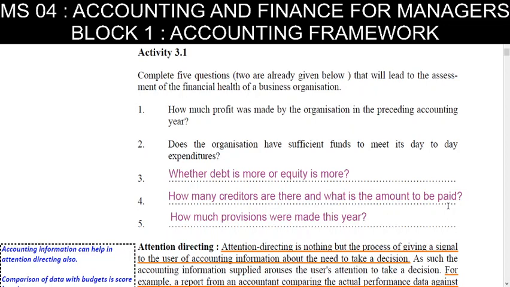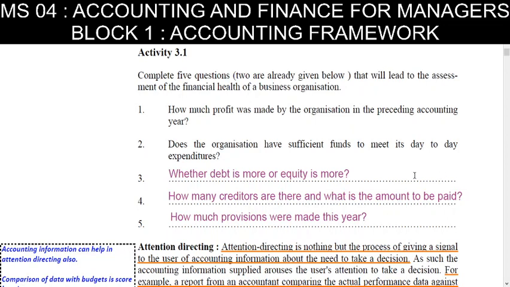What is the first question asked here? How much profit was made by the organization in the preceding accounting year? That is the first question. Second question, does the organization have sufficient funds to meet its day-to-day expenditures? This is asking about working capital.